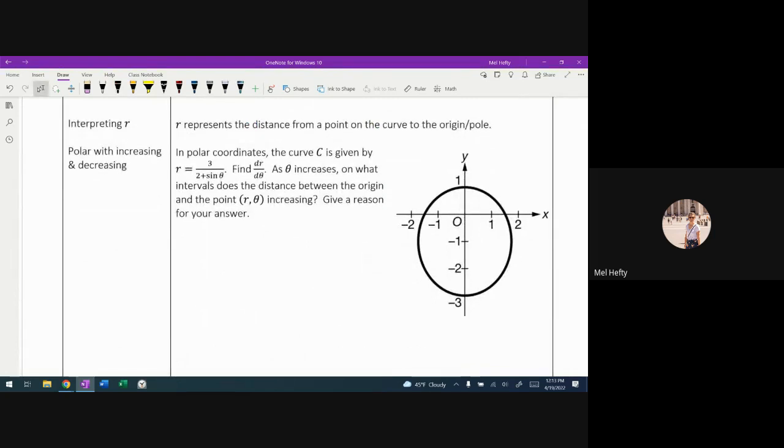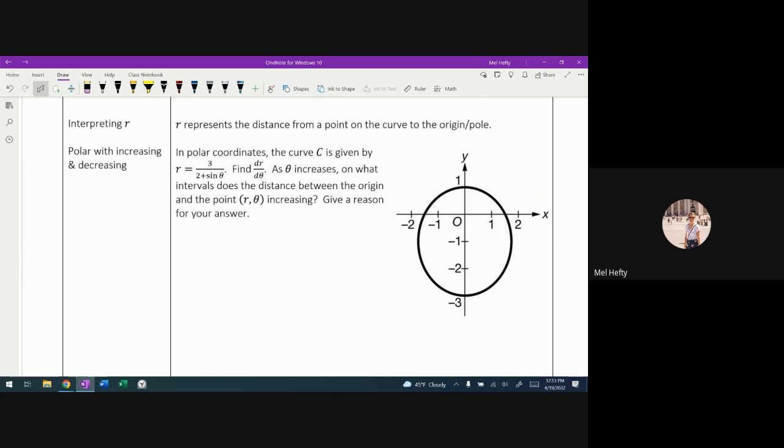Maybe we'll try two before we take a break, and then we're going to talk about derivatives. So here we have a polar curve that kind of looks like an egg. In polar coordinates, this equation is given by r equals 3 over 2 plus sine theta. It's not important that we can graph any of these. That just gives us that function.